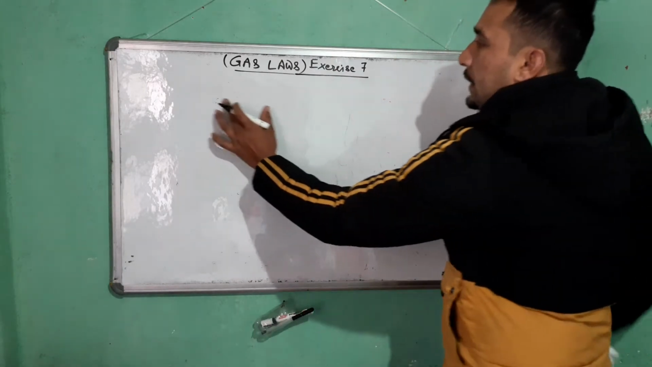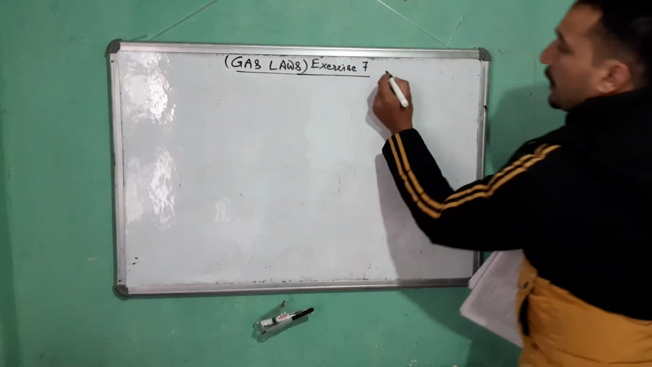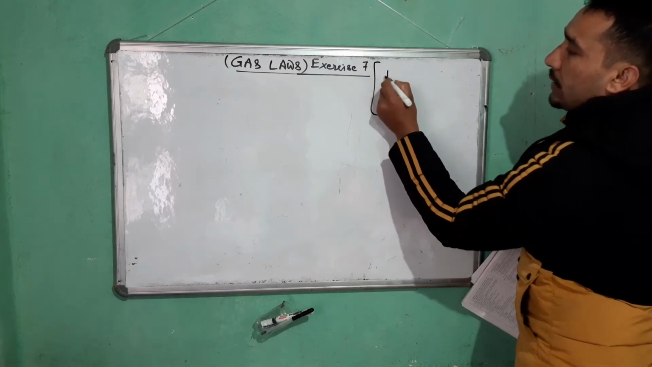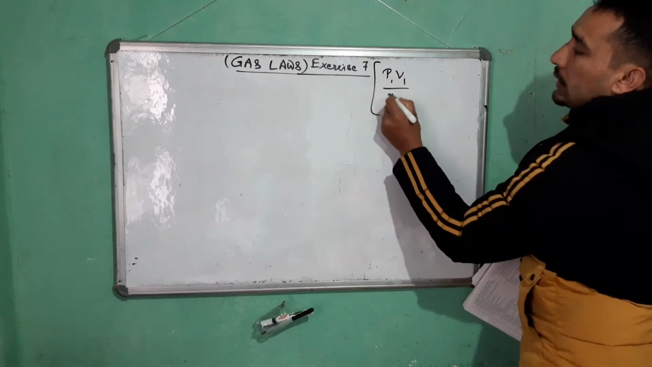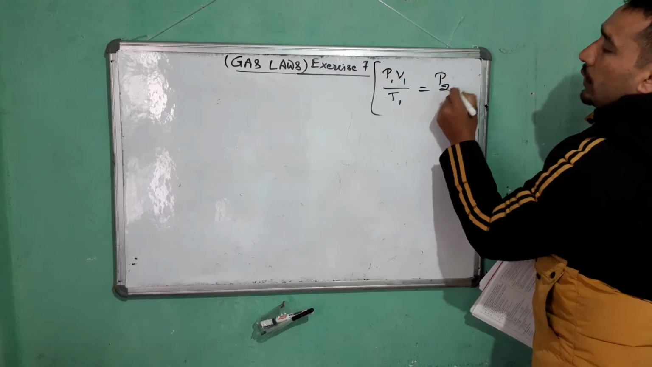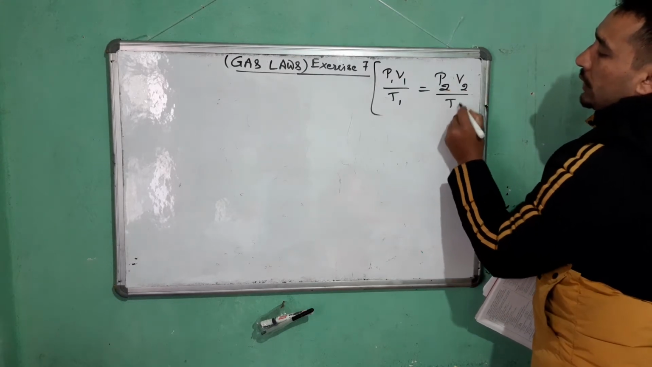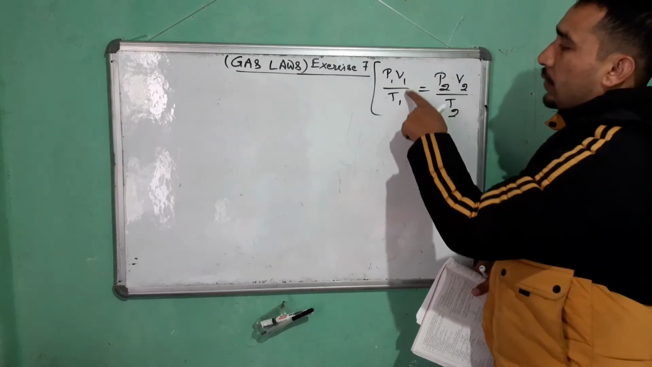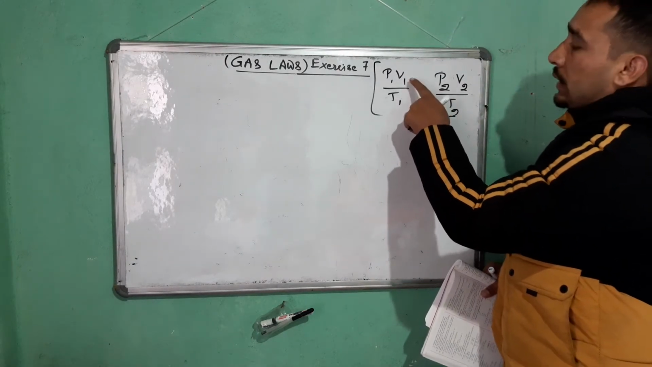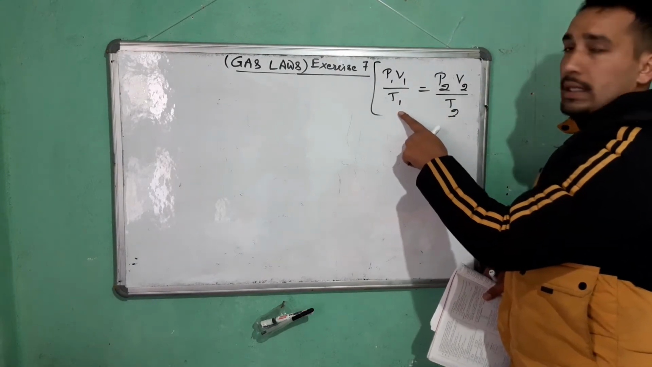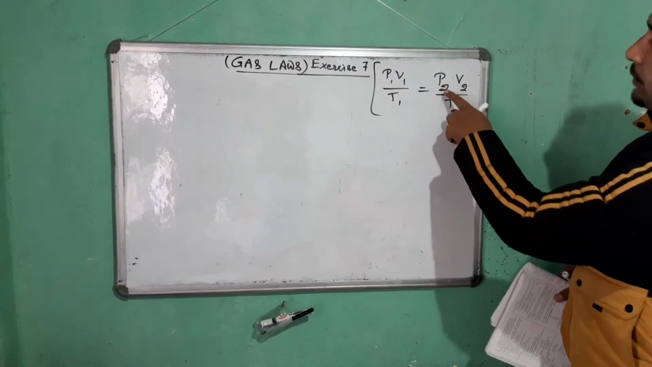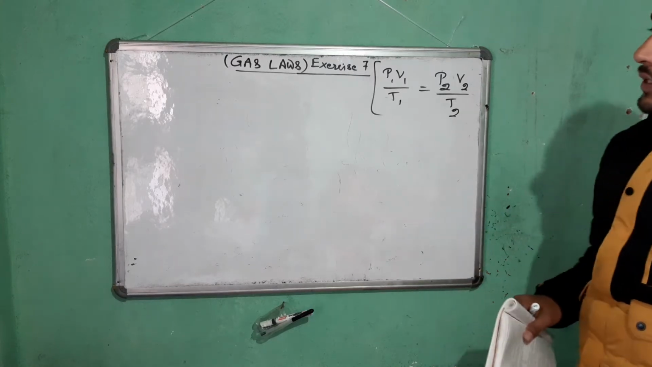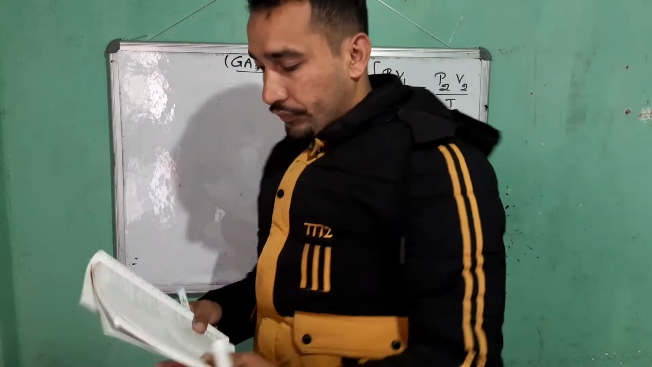Before that, I'll give you the formula of the combined form of gas laws. The combined form of gas laws says that P1 V1 upon T1 is equal to P2 V2 upon T2. P1 is pressure, V1 is volume, T1 is temperature, with temperature in the Kelvin scale, and P2 is pressure, V2 is volume, and T2 is temperature in the second case.